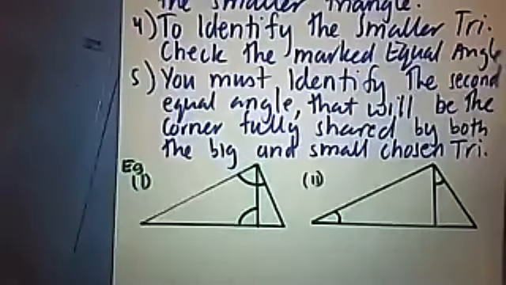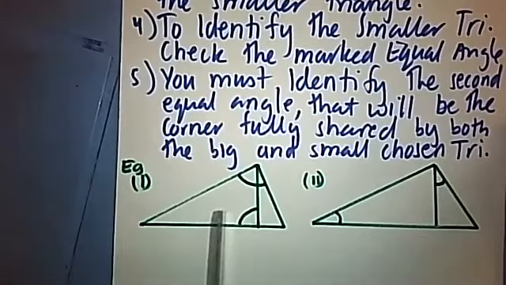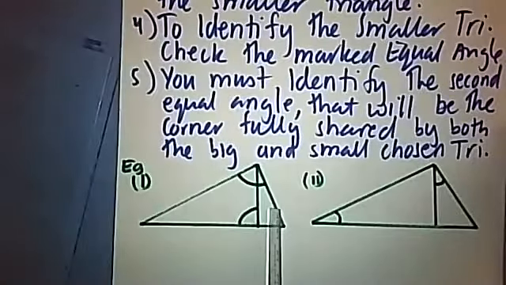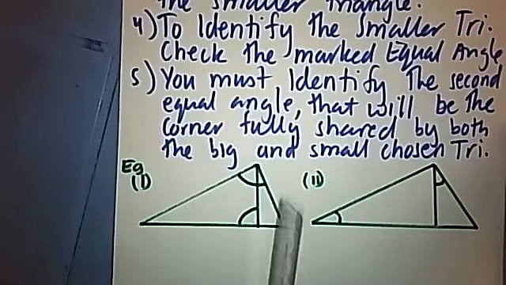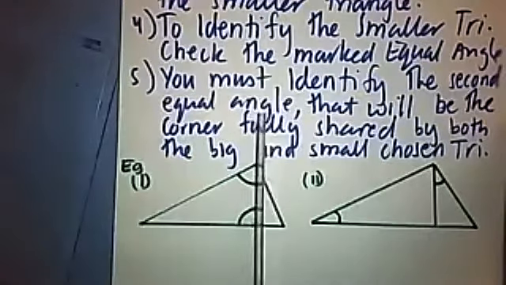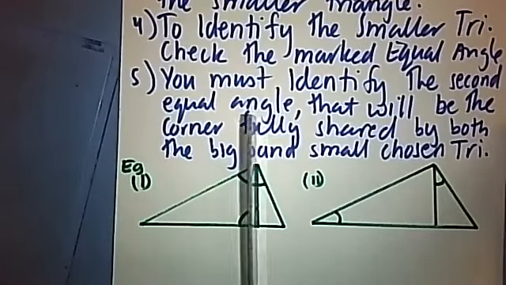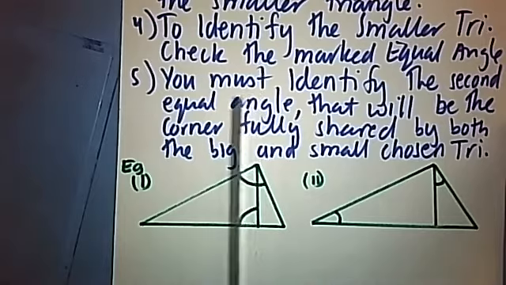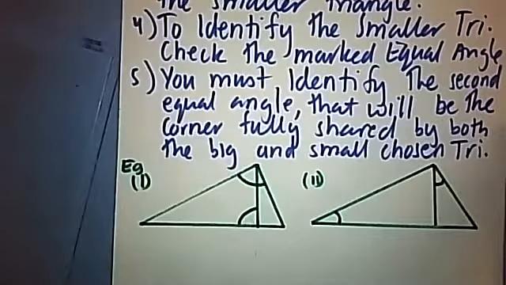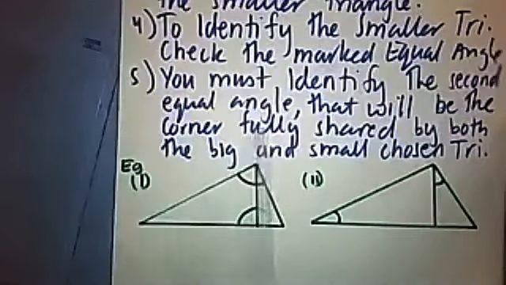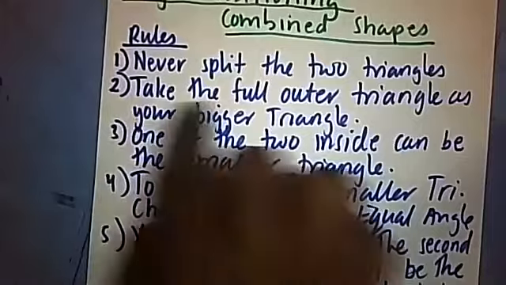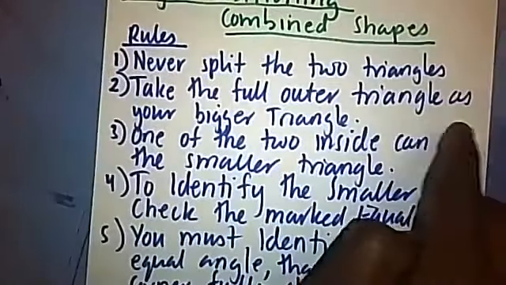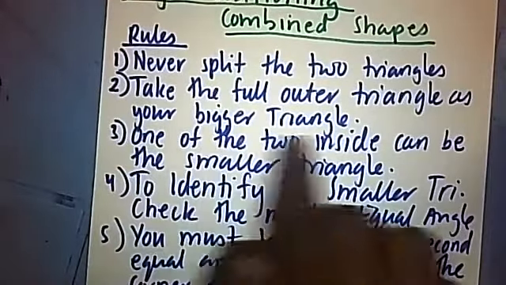What do I mean? Here, it looks as if we have got two triangles. One is this one, one is this one. Are we together? You are not allowed to say, cut here. To say this is one triangle and this is another, you're not allowed. That's the rule. So you cannot split here, no. Number two says, take the full outer triangle as your bigger triangle.